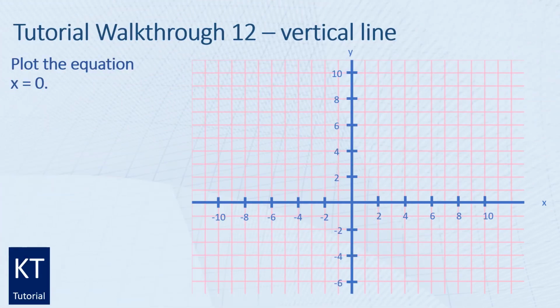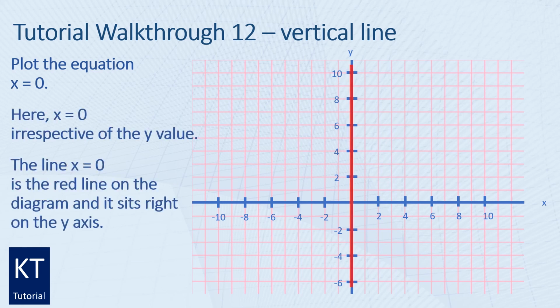Tutorial walkthrough 12. Plot the equation x equals 0. Here, x is 0 irrespective of the y value. The line x equals 0 is the red line on the diagram, and it sits right on the y-axis.